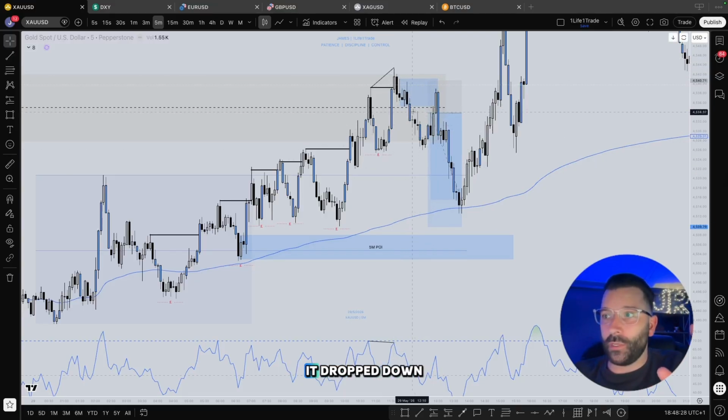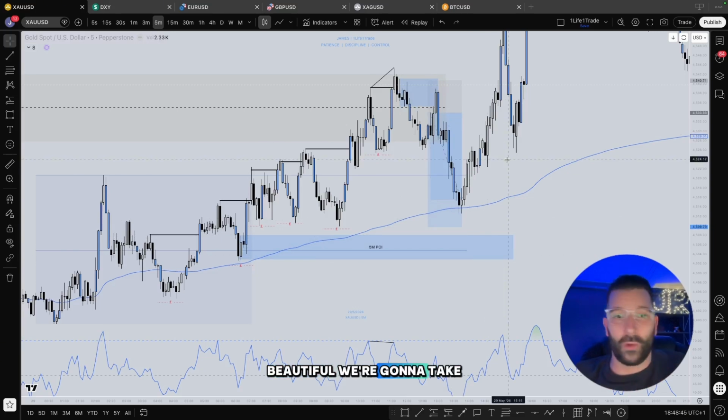So it dropped down. Now I know there's liquidity here and all of this below here. So for me, this is a dead cert within reason, you know what I mean, for it to come down and sweep this liquidity, then take the buy back up. So I'm thinking, right, here we go. This is going to be beautiful. We're going to take it down. We're going to take it back up. That's what I'm waiting for.